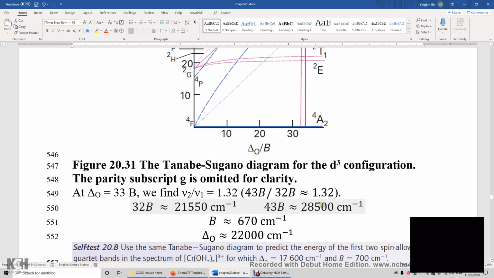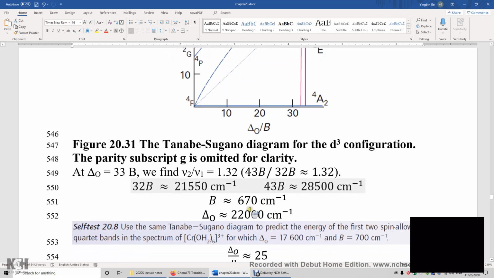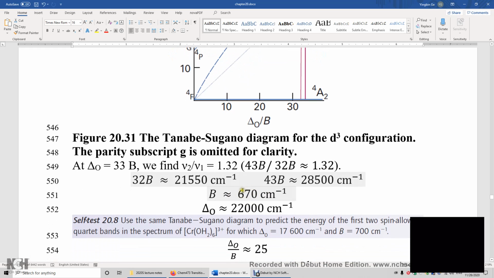So if you solve these two equations, you might get two different values for B. If that's the case, I would say, well, just take the average. My result is this: B is roughly 670 wave numbers, and this is quite reasonable. Between 600 to 1200 or 1300 is quite reasonable.